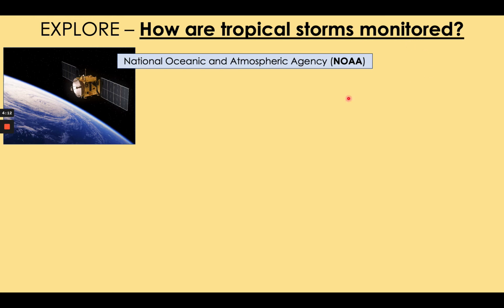The American government has an organization called the National Oceanic and Atmospheric Agency, NOAA, that controls more than 13 of these satellites, and they constantly monitor the Earth's atmosphere and its oceans to identify places where tropical storms will happen and to follow the tropical storms when they do form.